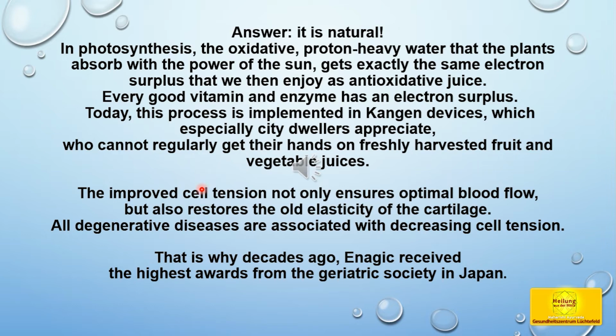Every good vitamin and enzyme has an electron surplus. Today, this process is implemented in Kangen devices, which especially city dwellers appreciate, who cannot regularly get their hands on freshly harvested fruit and vegetable juices. The improved cell tension not only ensures optimal blood flow, but also restores the old elasticity of the cartilage. All degenerative diseases are associated with decreasing cell tension. That is why decades ago, Enagic received the highest awards from the Geriatric Society in Japan.